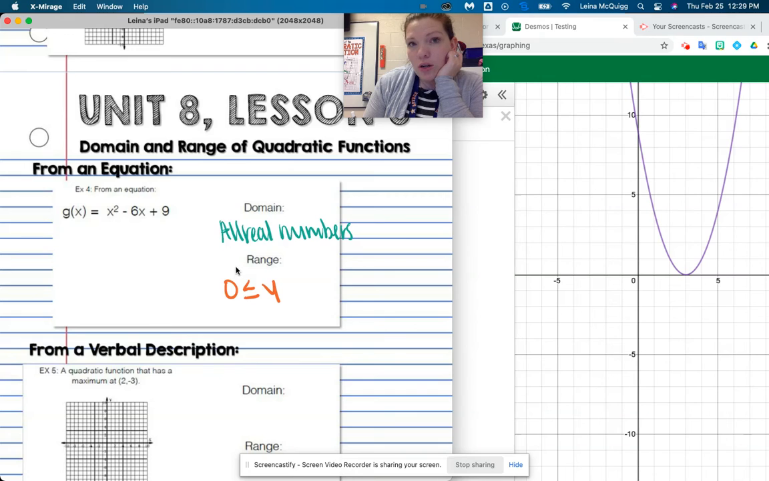We can also write this as y. Remember, this symbol has to be facing the same way, has to be open to the same thing, so y greater than or equal to 0. These are both correct, okay?